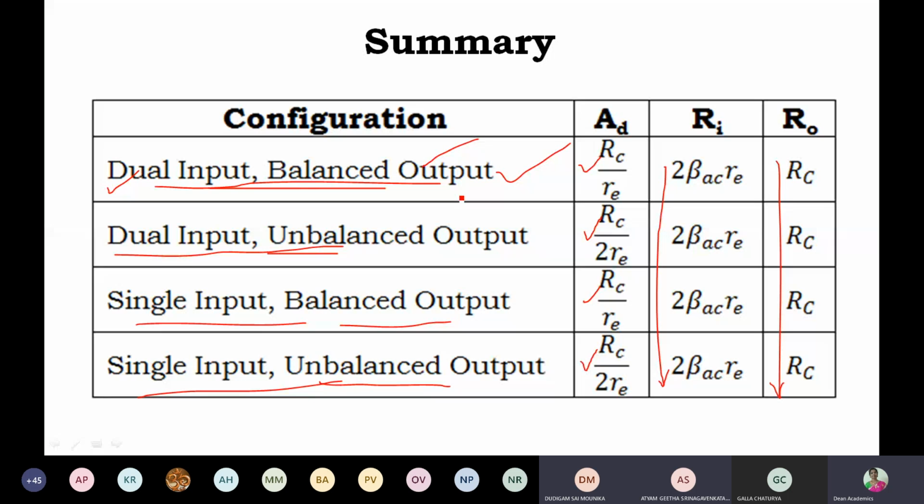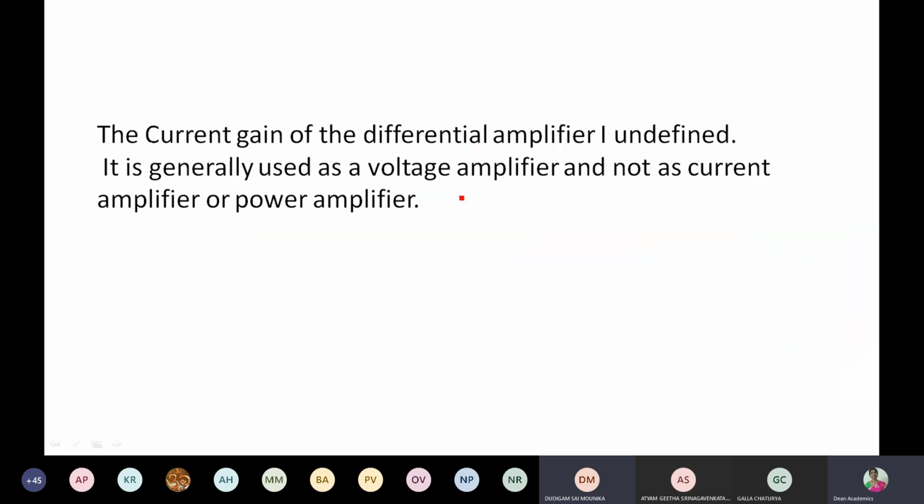So only KVL, writing the equivalent circuit and KVL, I think blindly for all 4 configurations we are doing, right? So therefore, you please learn this, and then coming to the current gain of the differential amplifier, I told you after learning all the 4 configurations, I want to tell you.